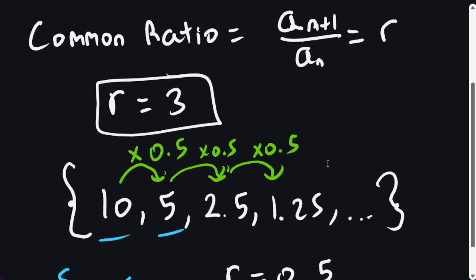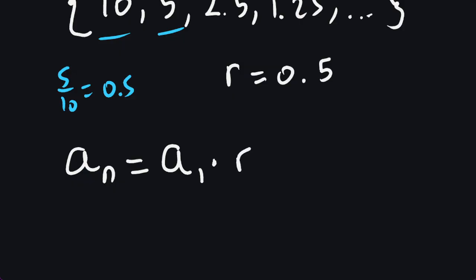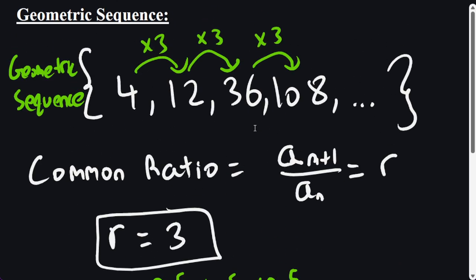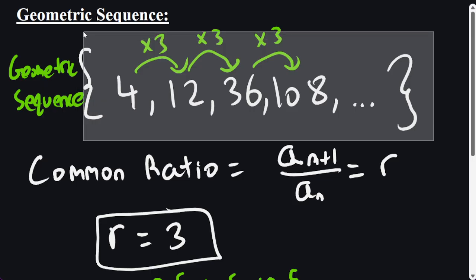Perfect. So now let's take a look at the formula we use, a sub n, to determine any term of the sequence. For a geometric sequence, it is a sub n equals a sub 1 times r to the n minus 1 power. As long as you have the first term of the sequence and you also have the common ratio r, you can find any term of that sequence. So let's find it for this first sequence up here, 4, 12, 36, 108.